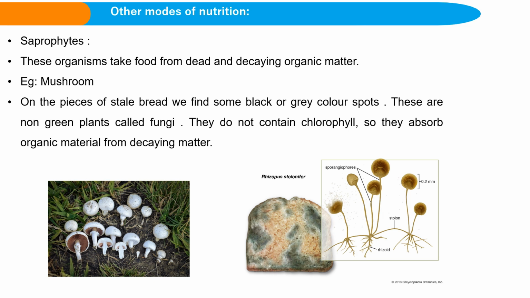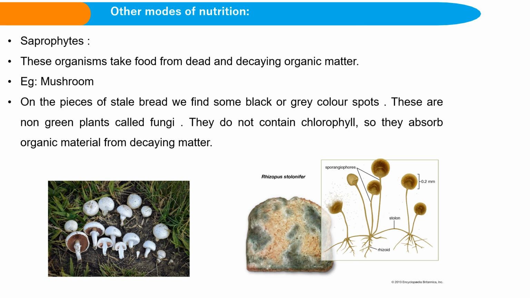These organisms take their food from dead and decaying organic matter like fallen leaves, animals, dead plants, etc. Example, mushroom. And on pieces of stale bread, generally we find some black or greyish color spots, and these are also non-green plants called fungi. Generally in Telugu we call it booze patindi.